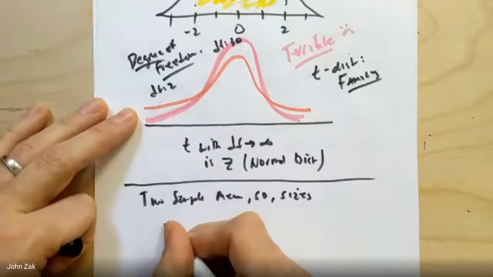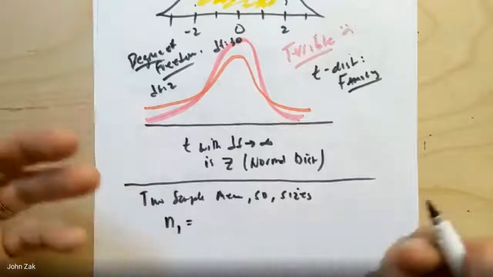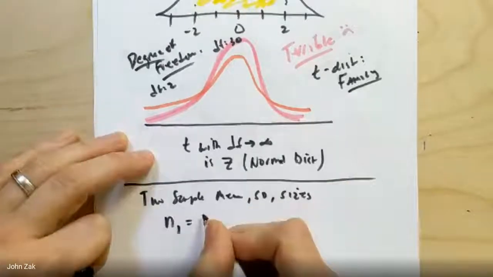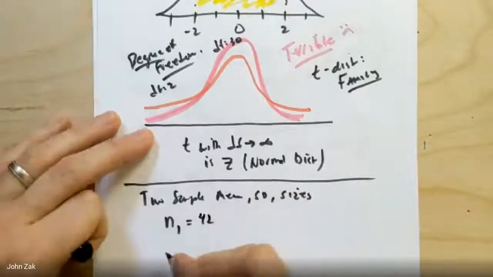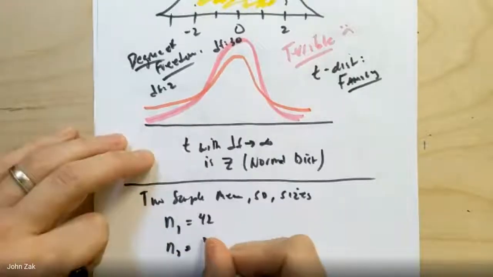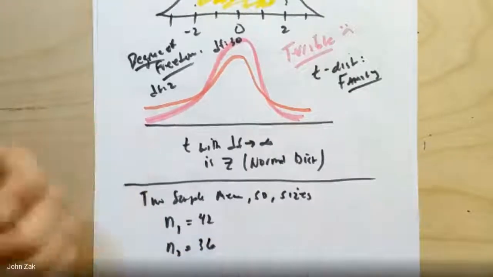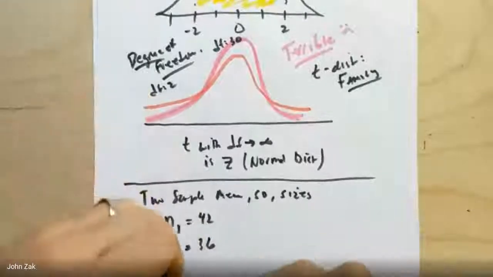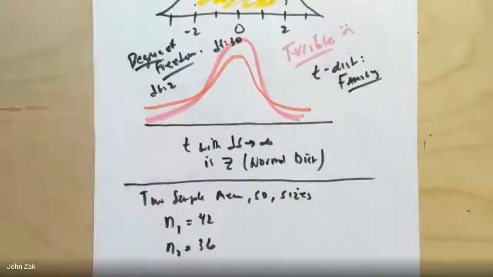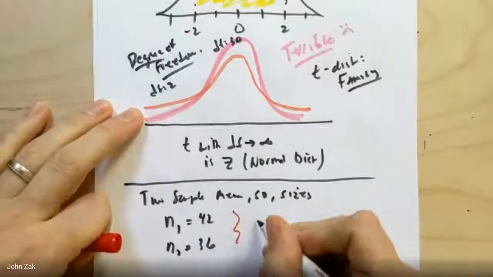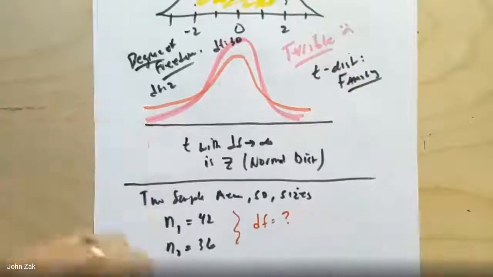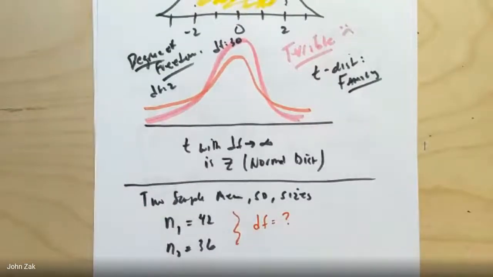So say you took a sample of seniors and you had like 42 seniors in your sample, and say in your second sample, your sample of freshmen, you only got 36, right? And then you'd say, all right, in this scenario for my 2 sample t-test, what's going to be my degree of freedom? What would I do? Well, you're going to see that this starts to get really complicated, right?